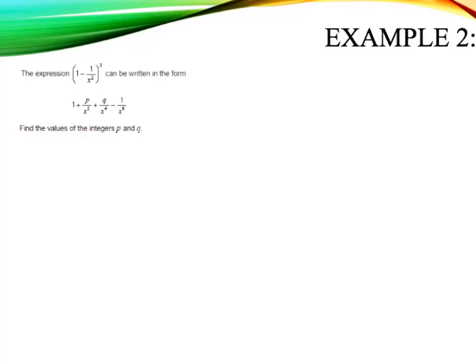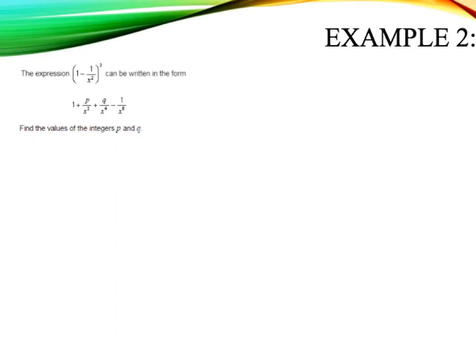Okay, so in this one we can see the expression 1 minus 1 over x squared all to the power 3 can be written in this form: 1 plus p over x squared plus q over x to the 4 minus 1 over x to the 6. Find the values of the integers p and q. Okay, well, I'm going to set it out in exactly the same way that I set out the last one. Okay, here we go then.